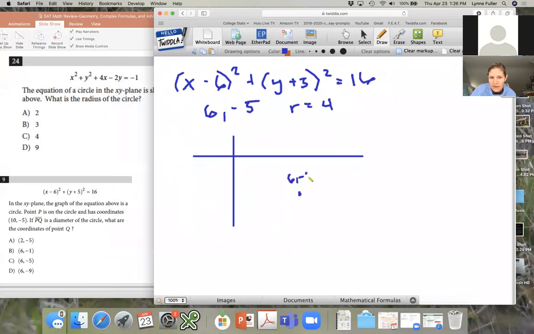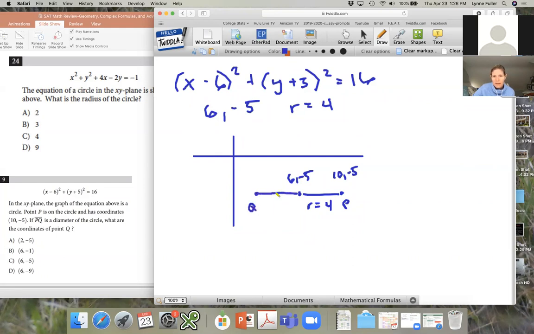Okay, 6, -5. And then we're going to go radius of 4. So if we go right, they're telling us that one of the coordinates is 10, -5. So that would be over here, 10, -5, which makes sense because it's 4 apart, right? Radius of 4. So the other end of the circle, the question says point P is on the circle and has coordinates 10, -5. Okay, so that's point P over here. And if PQ is the diameter of the circle, what are the points for Q? So if I went over here, here's Q, right?